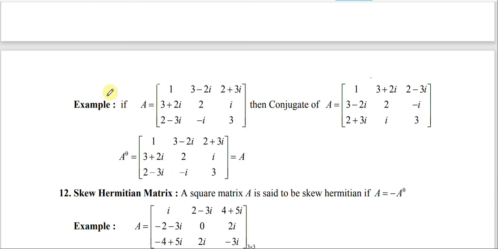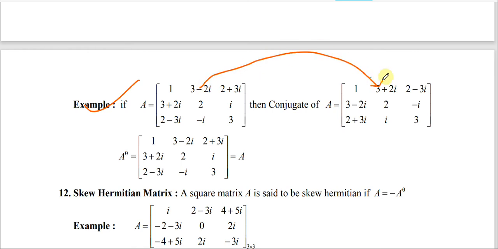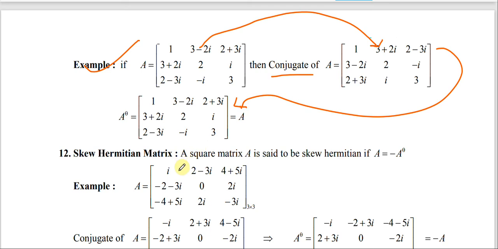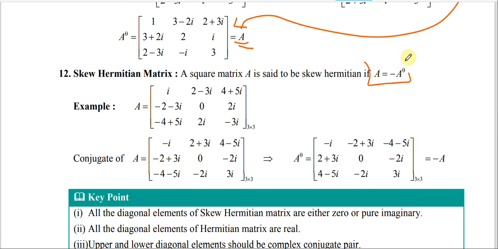Likewise, we see one example. This is A, and its conjugate will be this: the complex part changes from plus iota to minus iota. Then A theta will be the transpose of this conjugate. If it comes out to be A, then it will be Hermitian, or if it comes out to be minus A, then it will be skew Hermitian. This is A, the conjugate is this, and its transpose will be A theta. Transpose means this element will be changed to here.